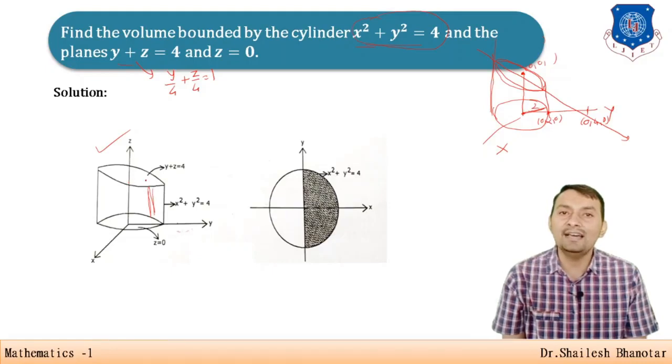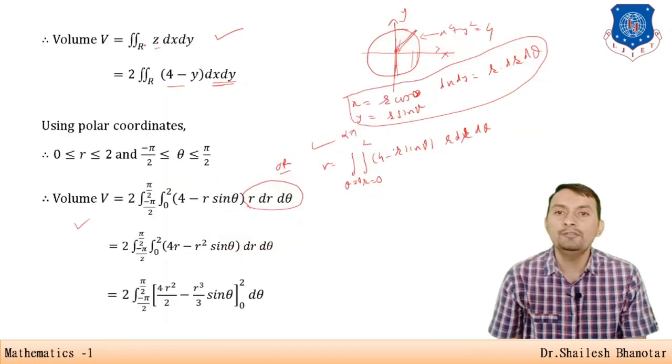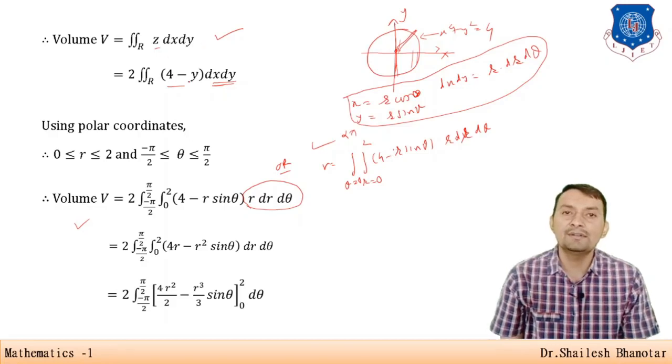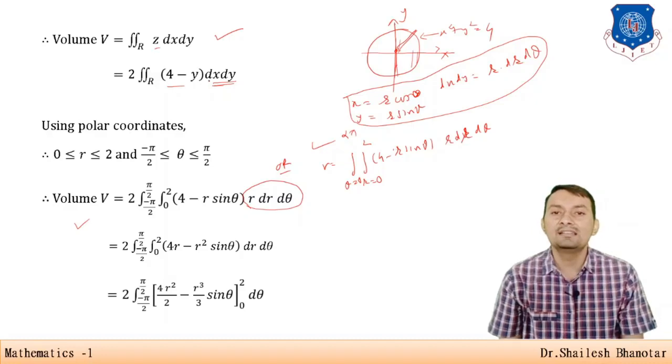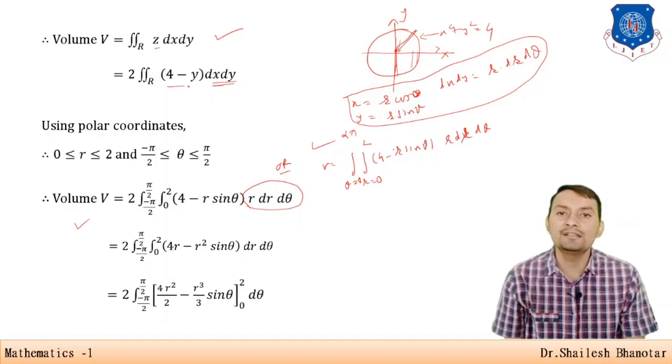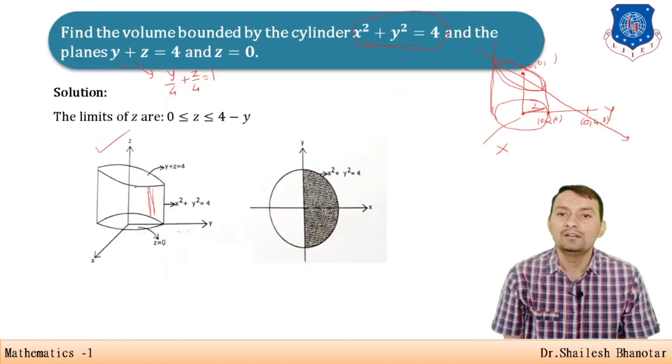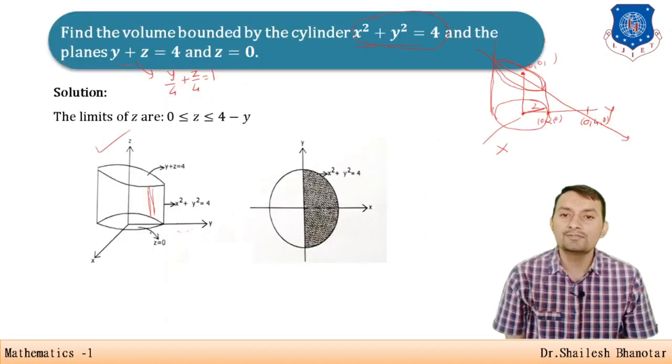So now it is very easy if we consider the double integration. Volume V equals double integration over R of z dx dy, but z is nothing but 4 minus y, so 4 minus y dx dy. But it is clear that the xy plane is there, that means when we take the projection of the figure onto the xy plane, what we are going to get is only a circle.